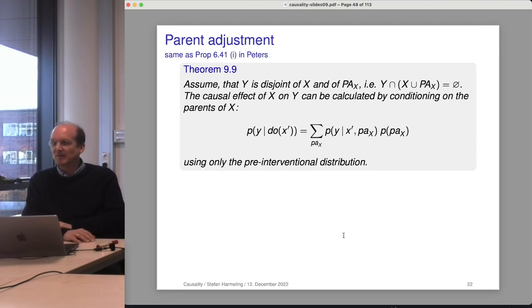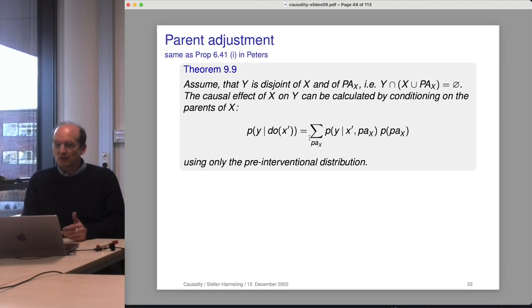So here comes the answer. Parent adjustment is the solution to the problem. On the left-hand side we have an expression like the one we want: what is the probability of y given that I do something to my variable x prime? And on the right-hand side, we have an expression that only has observable probabilities, so there's no do operator anymore. In order to calculate the right-hand side, I would have y and x and all the parents of x. If they are observable, then everything is fine.